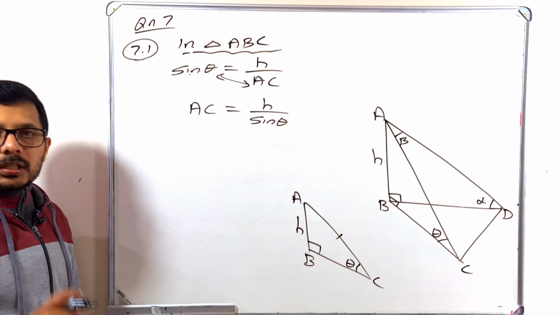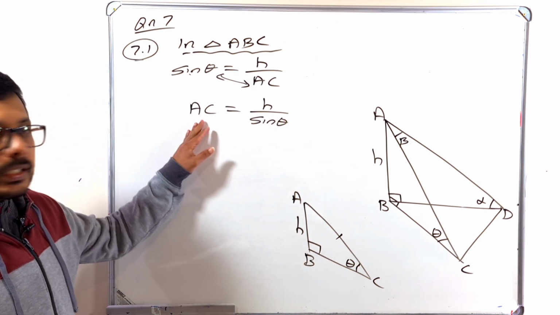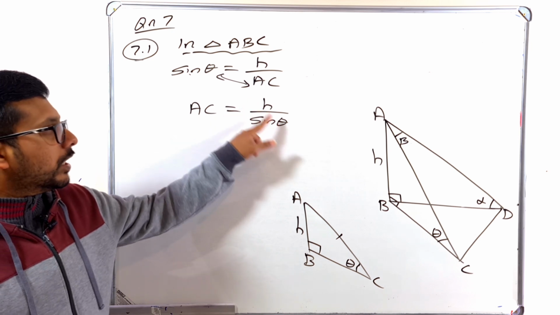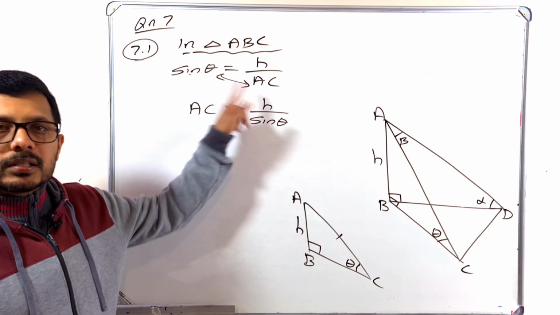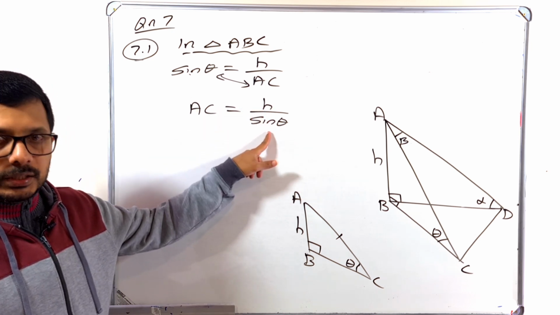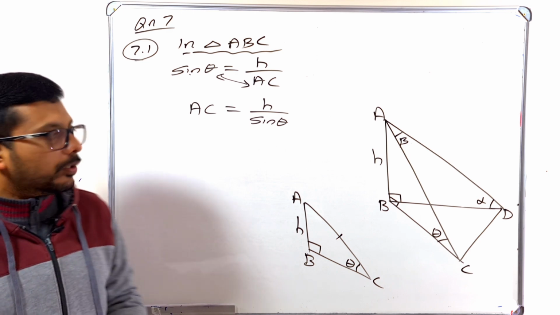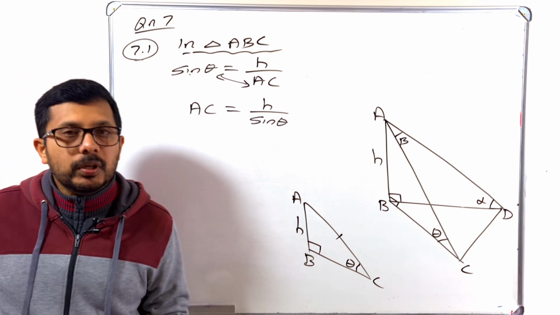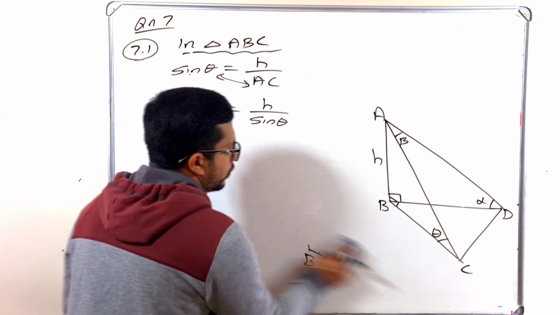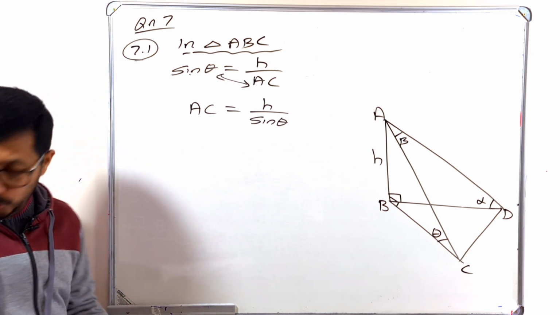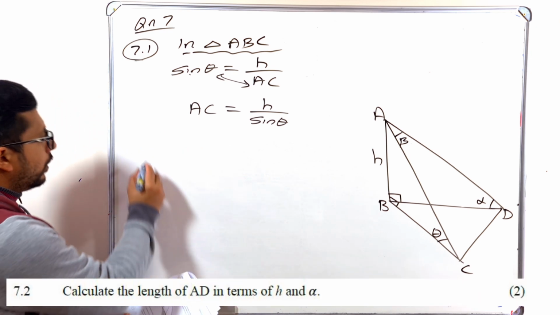Now what is the question? Calculate the length of AC in terms of h and theta. Here is the answer: h divided by sine theta is the expression for AC. Now the next question, question number 7.2.